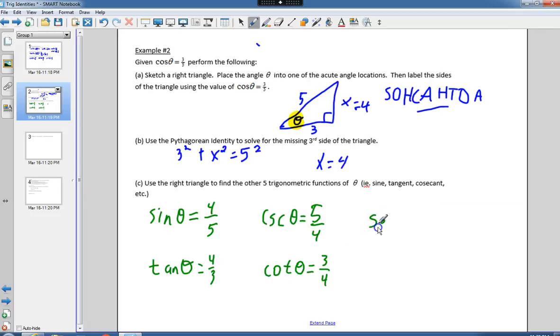And then lastly, we could calculate the secant of theta. Secant of theta should be the reciprocal of cosine of theta. And since cosine of theta was given as 3 over 5, the reciprocal of that is 5 over 3, and that should be the value of secant of theta.